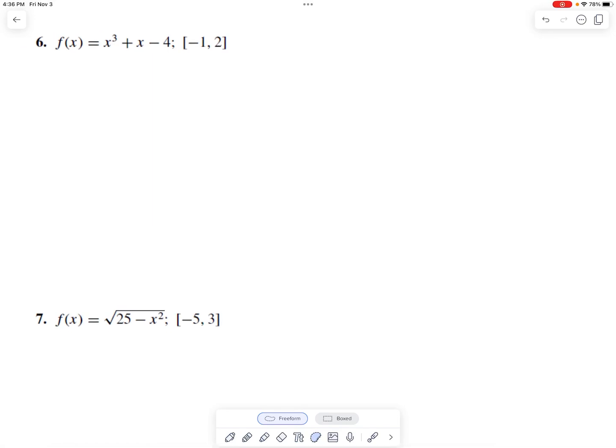Here's the mean value theorem for a second problem. Find a value c such that the slope of the tangent line of that function is equal to the slope of the secant line of that function between two points, -1 to 2.